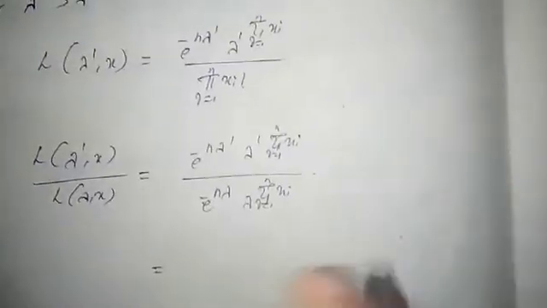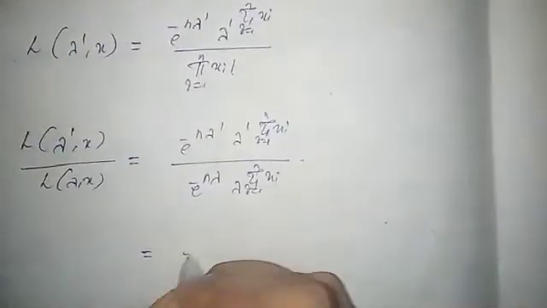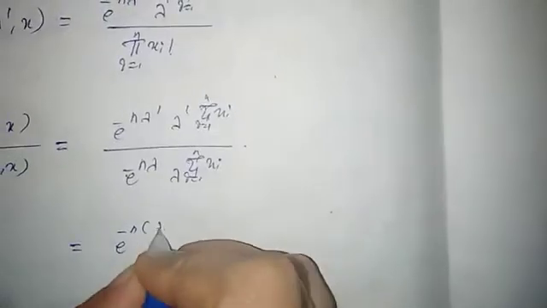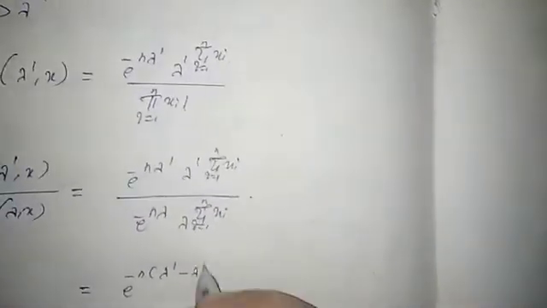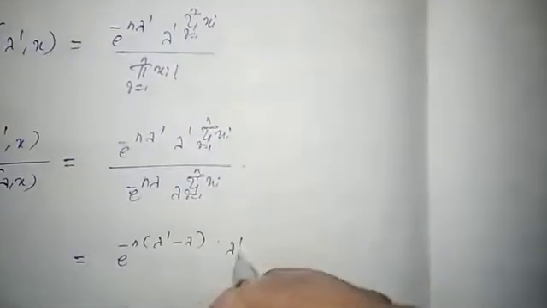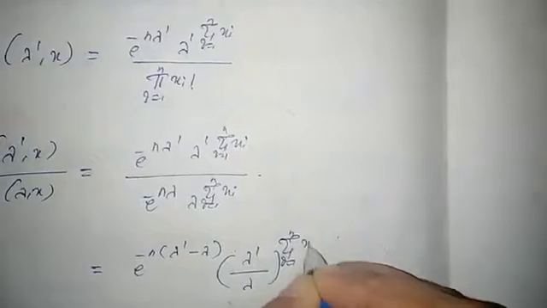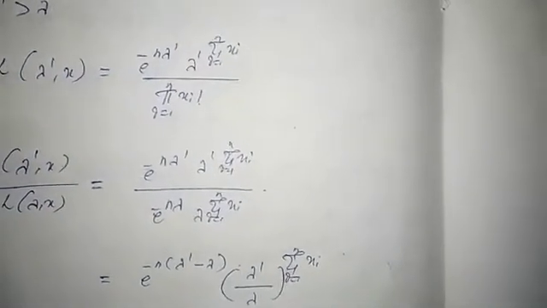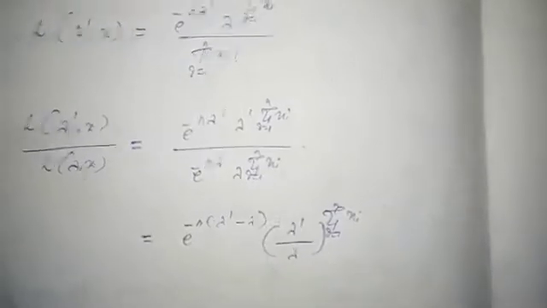We can write this term as e power minus n lambda dash minus lambda, divided by lambda power summation i = 1 to n xi, right? This is the likelihood ratio. So here, what is the minimal sufficient statistic?